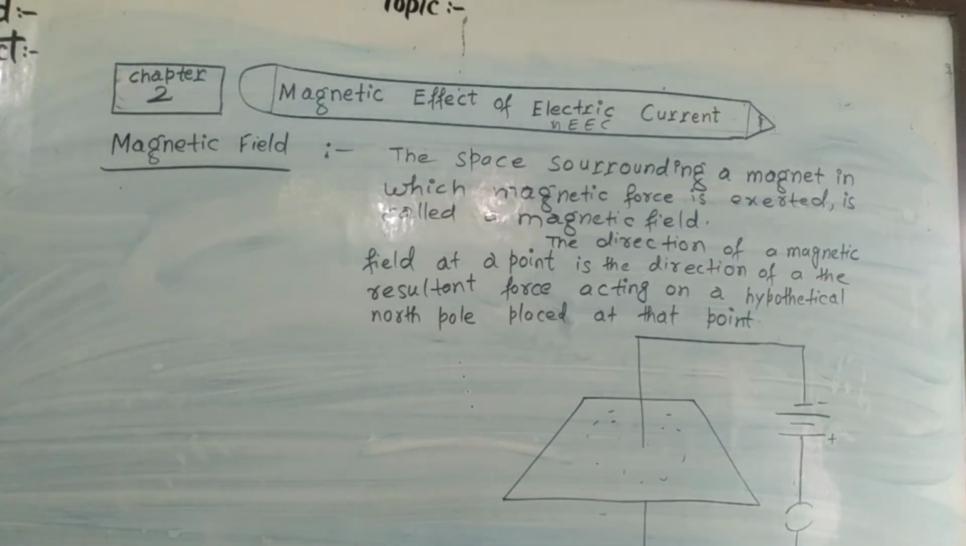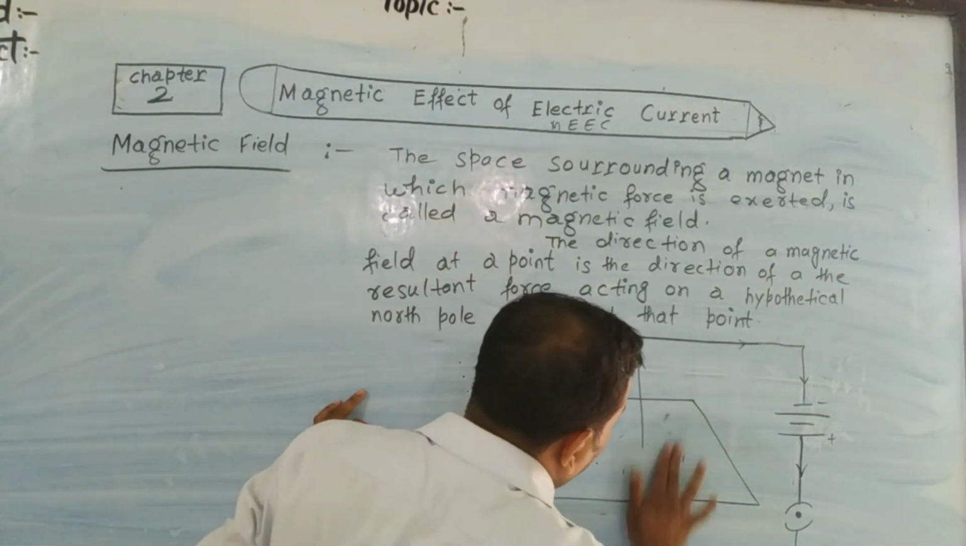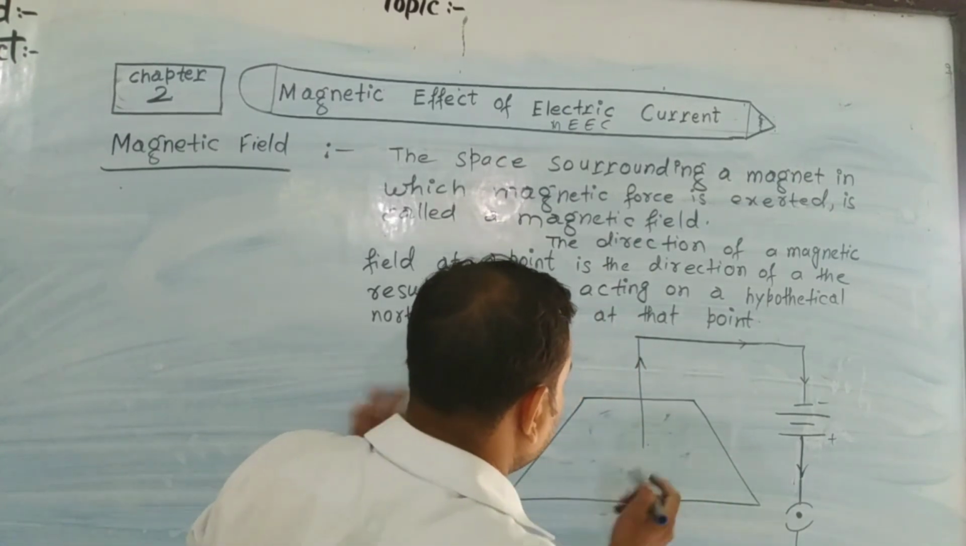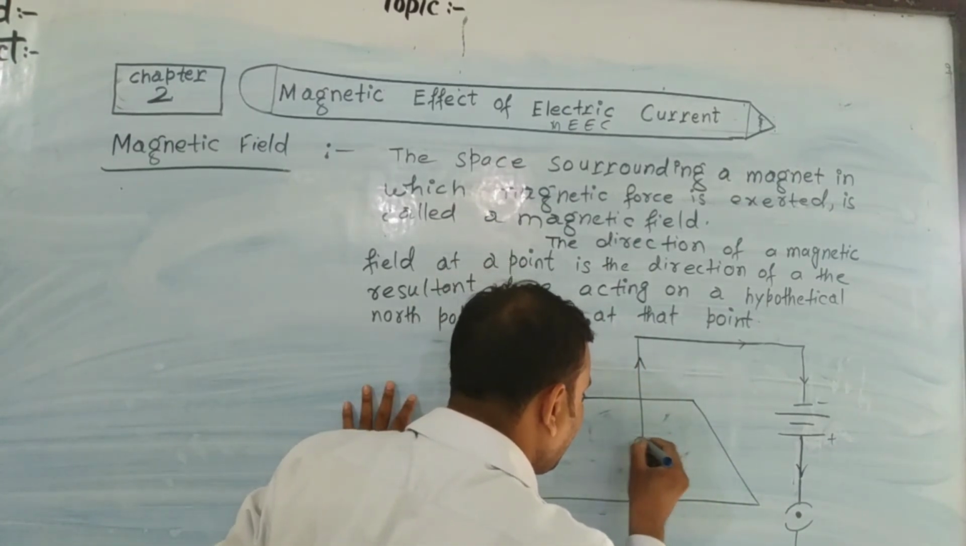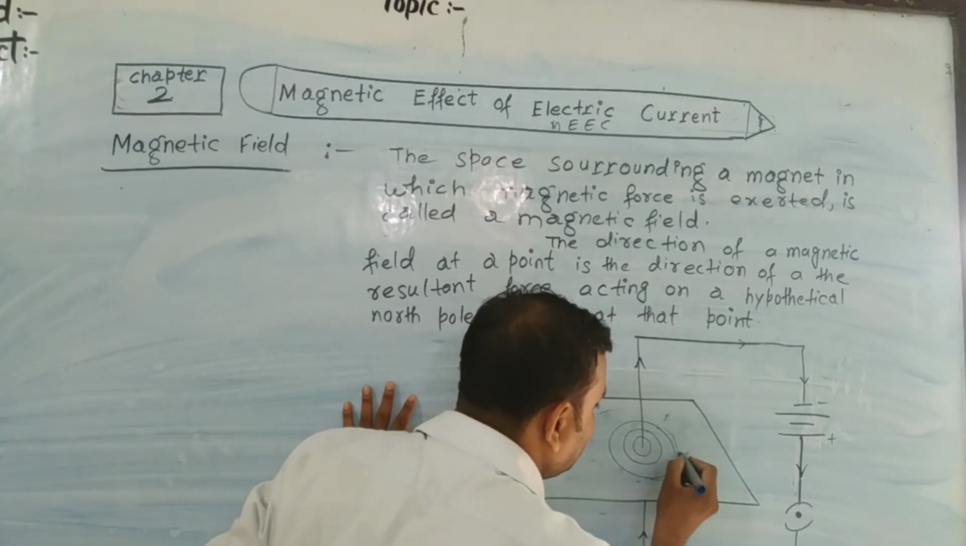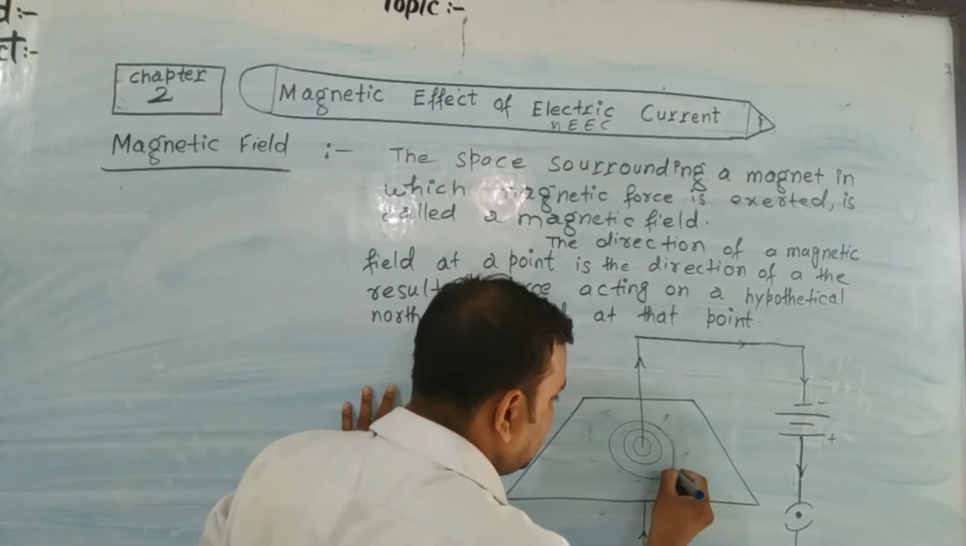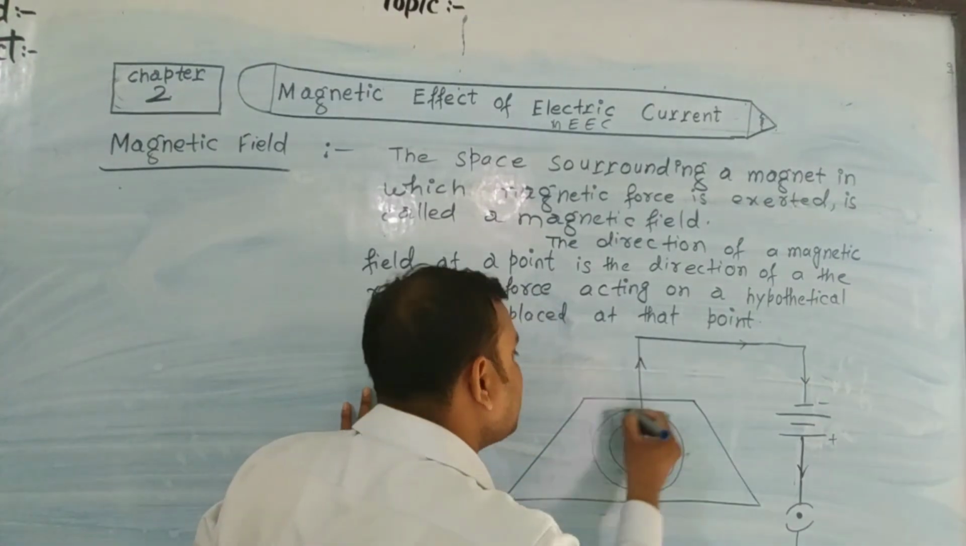Hence, Ørsted saw that when the switch is on, the current passes from the positive terminal to the negative terminal. Then these iron filings take the shape of circles, what we know as concentric circles.